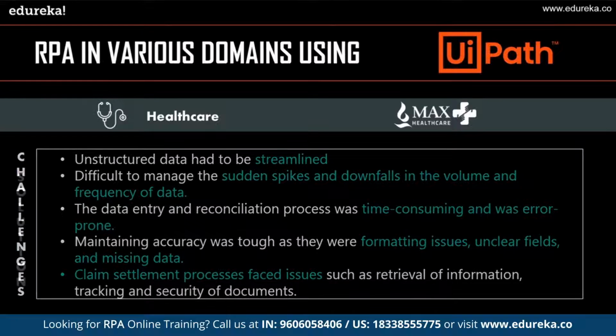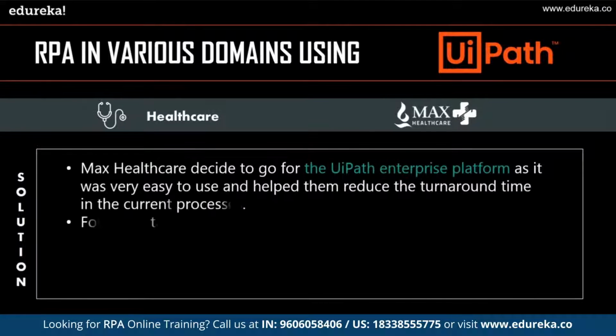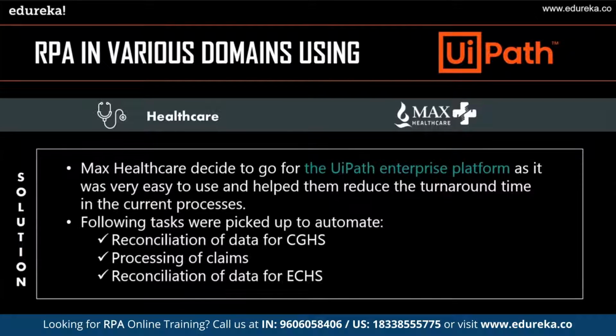So, to avoid these challenges, Max Healthcare decided to go for UiPath's enterprise platform as it was very easy to use and helped them reduce the turnaround time in the current processes. Since the company wanted to start only with a few tasks, they picked up tasks such as the reconciliation of data for CGHS, the processing of claims, and the reconciliation of data for ECHS. So, a UiPath robot was developed to extract the customer related information from PDF files and Outlook messages. After the data is collected, it is populated in a CSV format to integrate with the client's database.